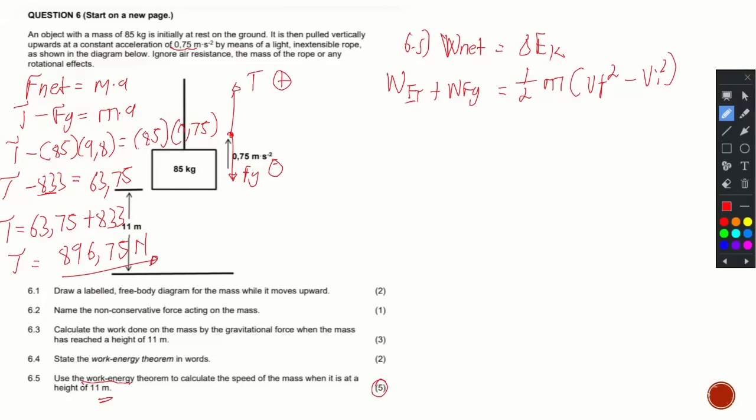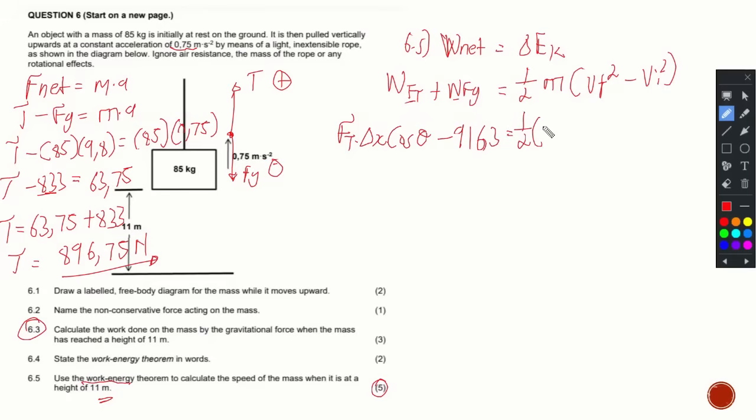With 5-mark questions, we know that usually there's something that we need to calculate first before we can use the main formula. So now that we have the tension, we can break this one down to say this will be the force of tension multiplied by delta x, then cos theta. But we have calculated the work done by Fg from 6.3, so we can just substitute that value there. If we quickly calculate it again, there was 11 and then cos 180, so it was negative 9,163.